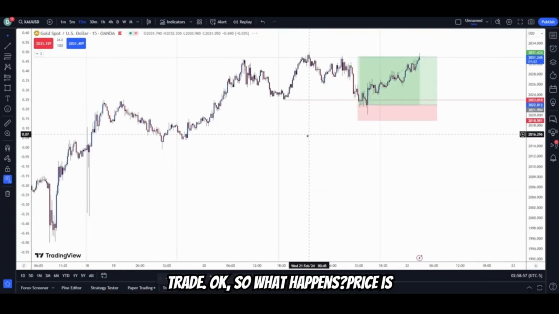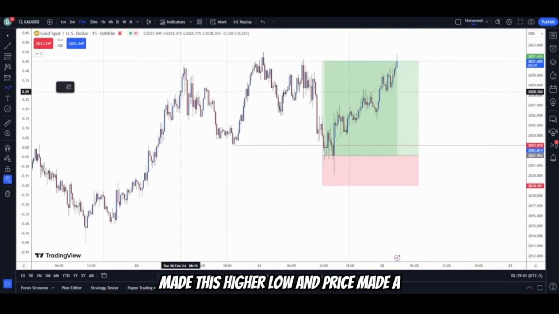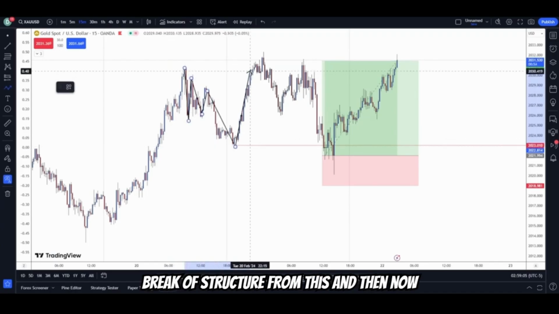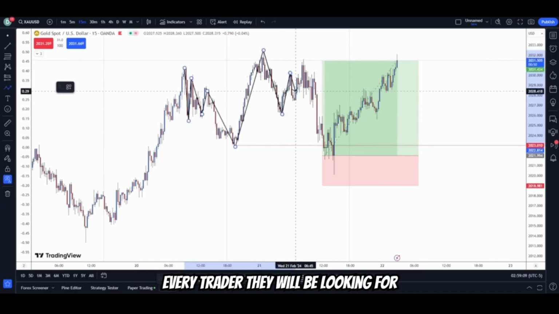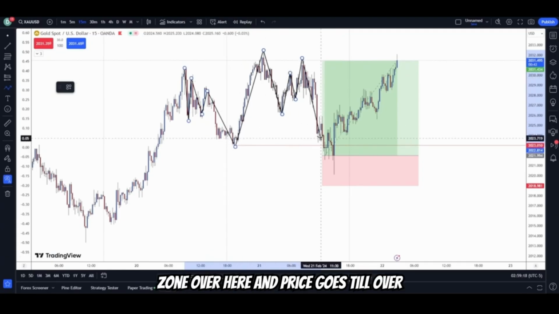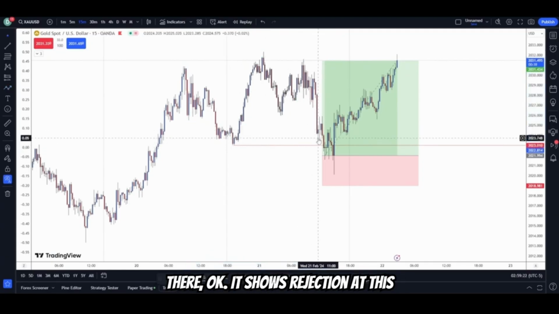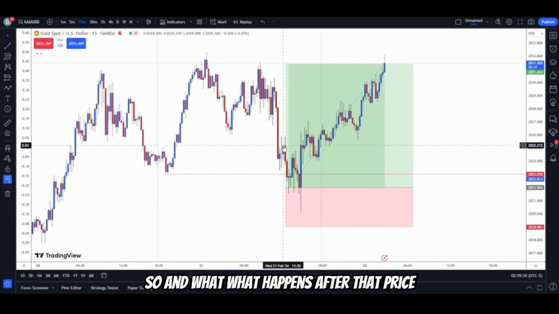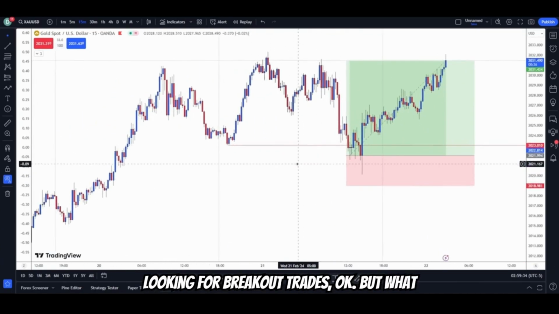Okay, so now I should show you the gold also. This one, the gold trade. Okay, so what happens? Price is making higher highs and higher lows. Price made a high low, and the price made a breakout of structure from this, and now every trader will be looking for buys at this level, right, at this zone over here, and price goes till over there. Okay, it shows a rejection at this candle right over here, at this candle also, because it's a type of doji candle. And what happens after that? Price gave a breakout. Now people will be looking for breakout trades. Okay, but what will happen?